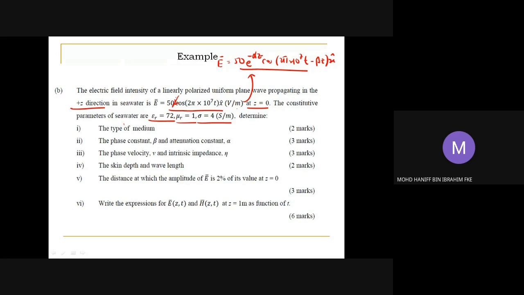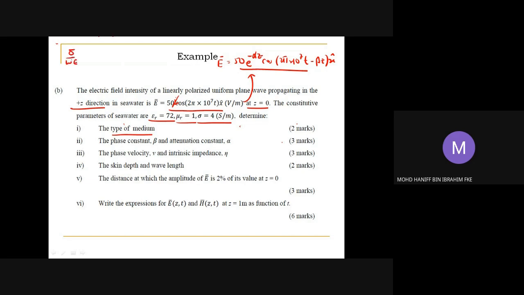Based on that, we need to determine, number one, the type of medium. Before we can calculate the important parameters required by this question, for instance the beta, the alpha, and the impedance, we need to first find out what kind of material this is, whether it is a lossy dielectric or a good conductor, because it can be either one. So how do we test it? You have to evaluate the value of the loss tangent, sigma over omega epsilon.